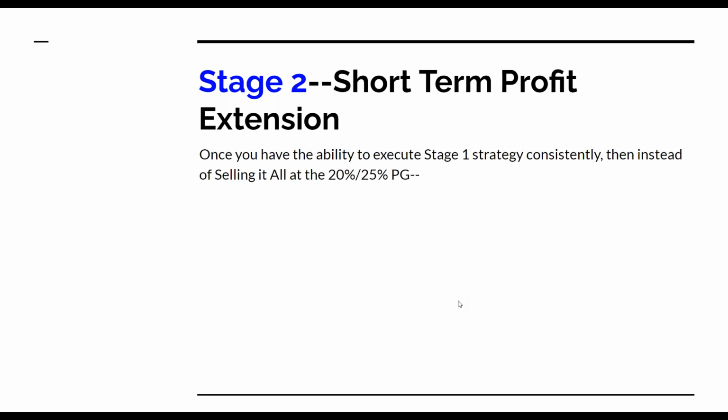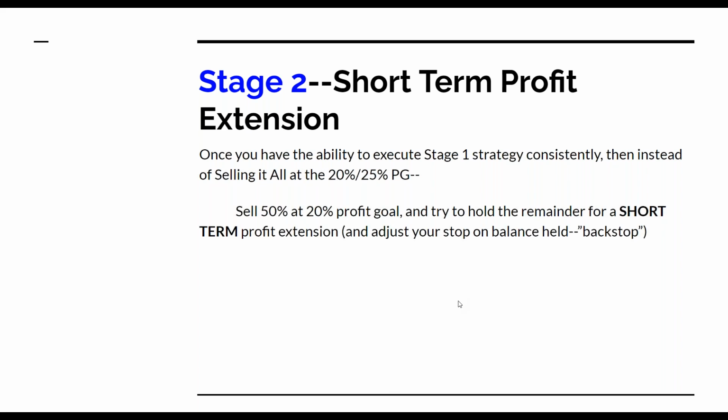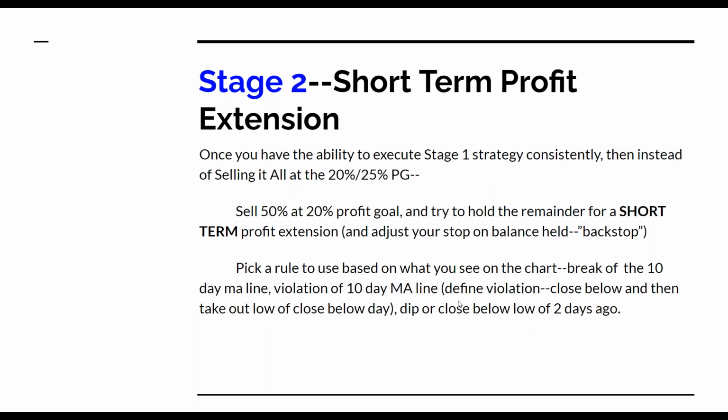And then as we go further in the Canslim investing journey, once you can do the stage 1 strategy consistently, instead of selling it all at the 20 to 25% profit goal, you want to sell maybe half at the 20% profit goal and try to hold the remainder for a short-term profit extension. And you can adjust your stop on the balance held. Mark Minervini refers to this as backstopping the trade.